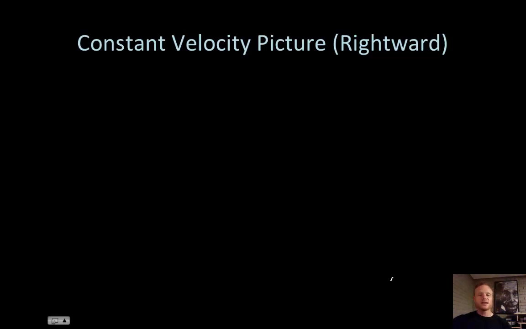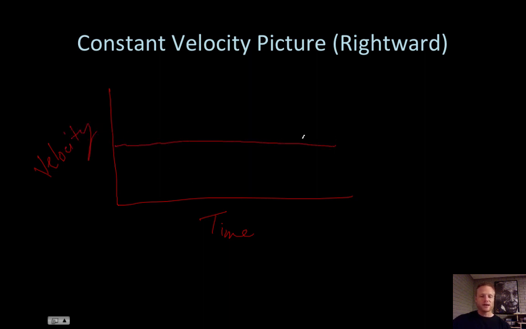This is a constant velocity picture, and it's moving rightward. If it has a constant velocity, remember time is almost always going to go on our x-axis, and then I have velocity on the y, and here is my 0 line. You make up a number for how fast you want this to go, but I'm just going to say 10 meters per second to go with the example from the first slide. The line would just be totally flat.